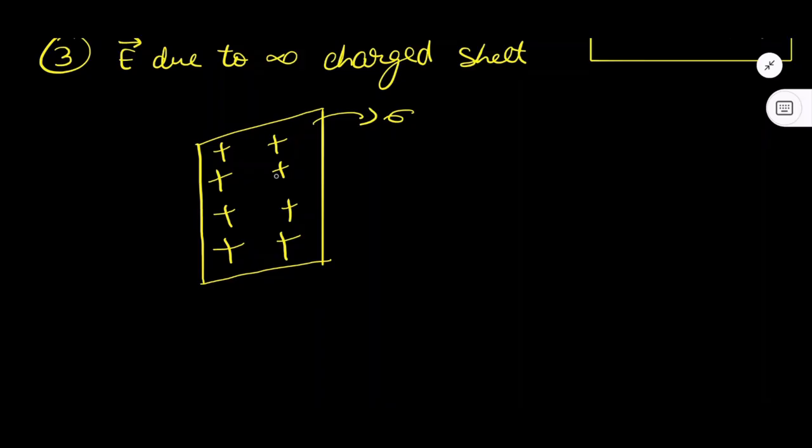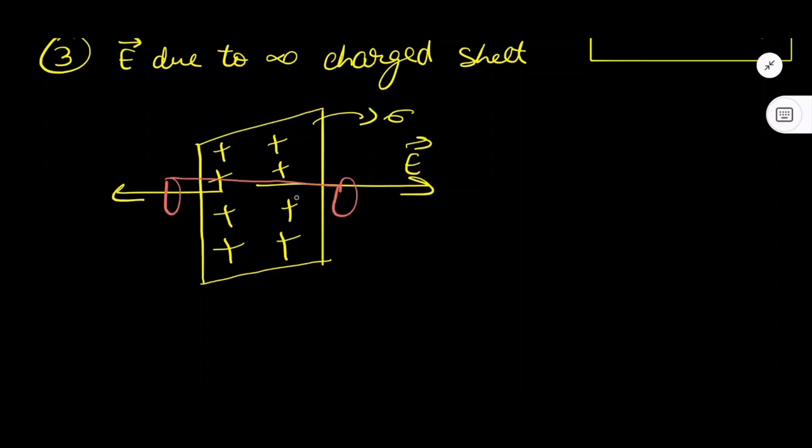Now from the symmetry we can say that electric field is normal to the surface of the sheet, right, in both the directions. So the electric field is this. Now for the sheet also we'll draw a cylindrical Gaussian surface. So let me draw a cylindrical Gaussian surface over here.